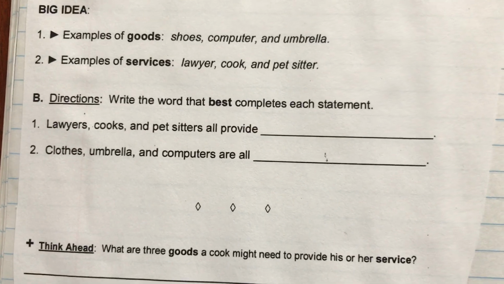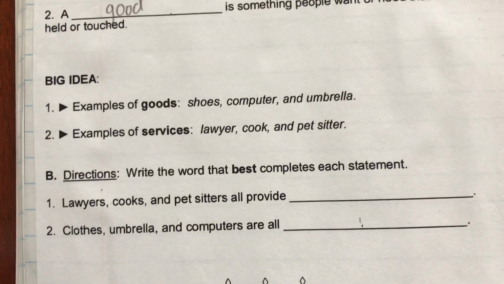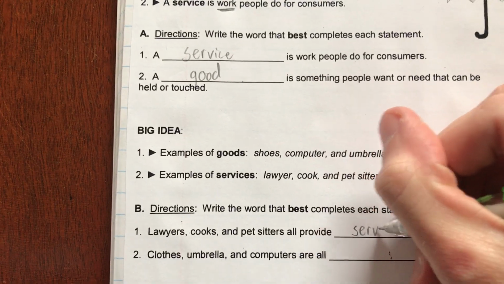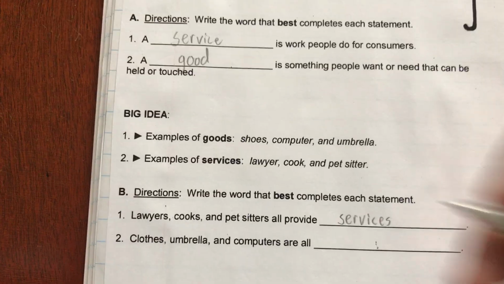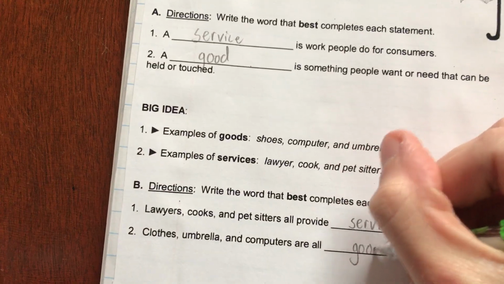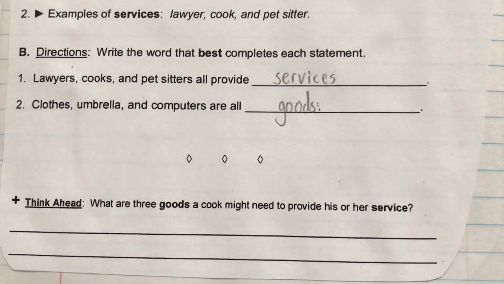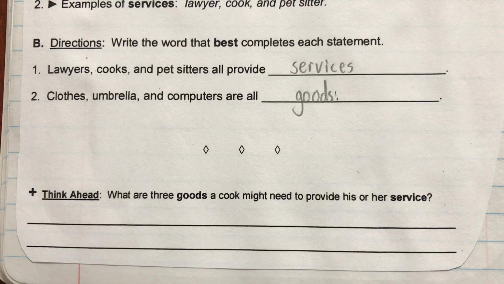And down here, our next part is write the word that best describes each statement. Lawyers, cooks, and pet sitters all provide, well, they provide those services that people want or need. And clothes, umbrellas, and computers are all goods. You guys are crushing it. If we take a look at the bottom here, it says, what are 3 goods a cook might need to provide his or her service?